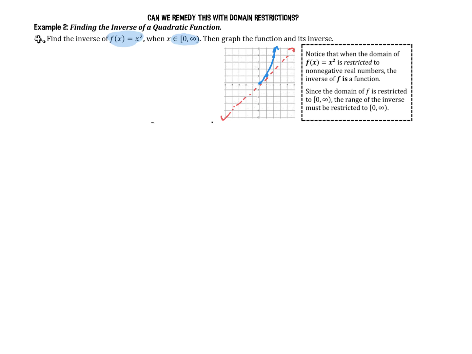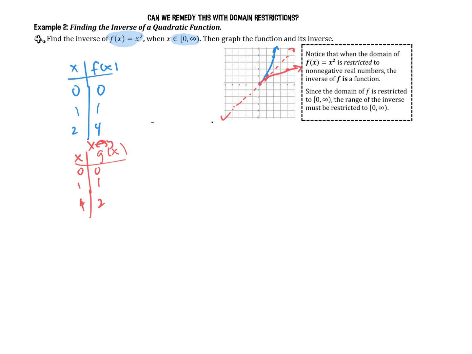Now if you used a table, which I'm just going to add one real quickly here, the points we looked at were 0, 0, 1, 1, and 2, 4. That's all that fit on the graph. What that means is in our inverse, we would have 0, 0, 1, 1, and 4, 2, because all we're doing is switching our x's and our y's. So go ahead and plot those 3 points.